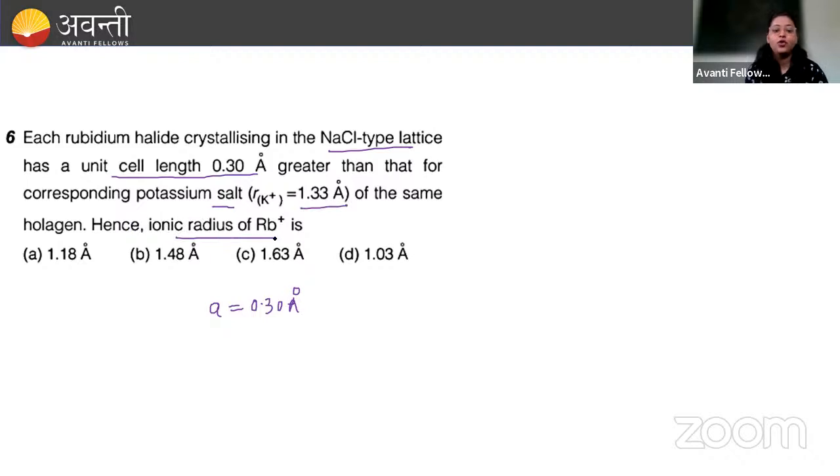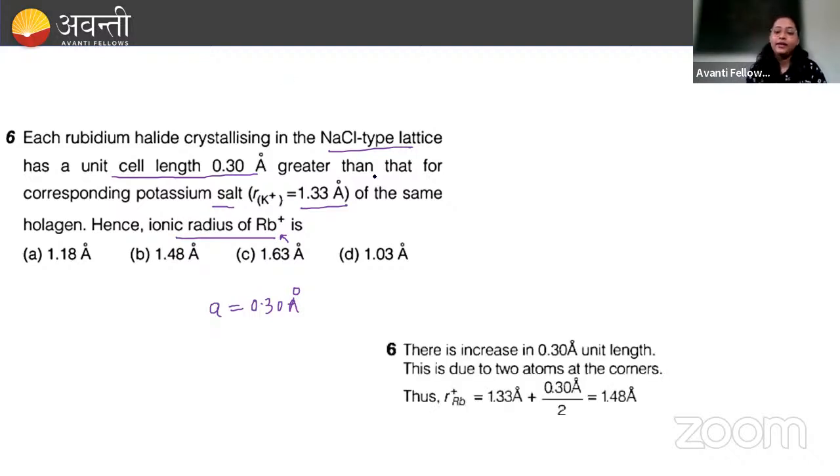Hence, the ionic radius of rubidium plus will be? So here, rubidium halide crystallizes in NaCl type lattice, means FCC lattice. And we need to determine what will be the ionic radius of the ion, that is the cation, present in the given lattice. Okay, so let's consider this. Increase in length, increase in the radius will be what? 0.30 angstrom unit length, right?